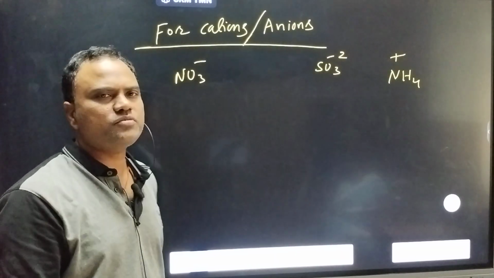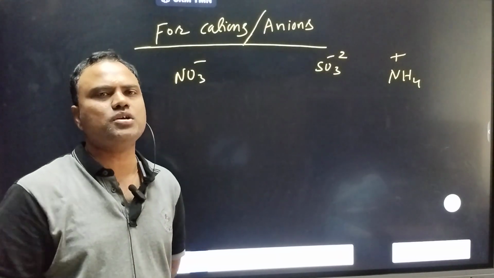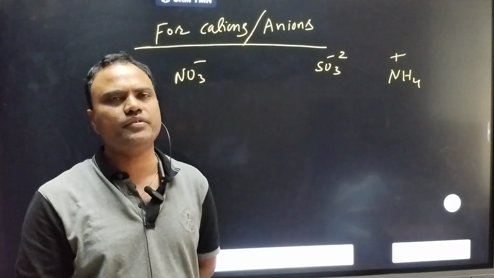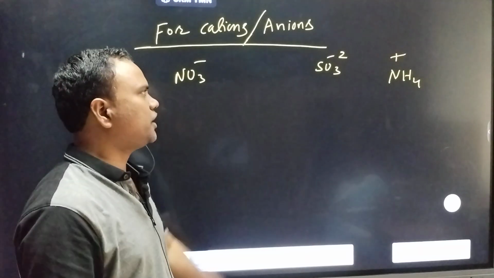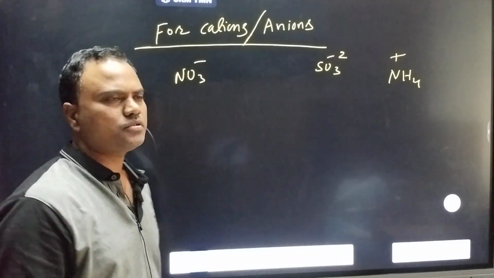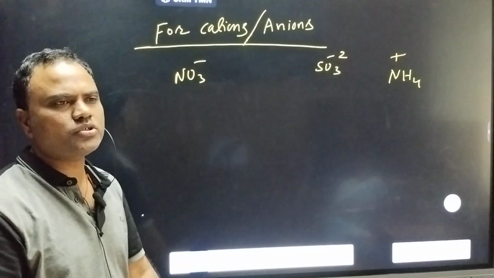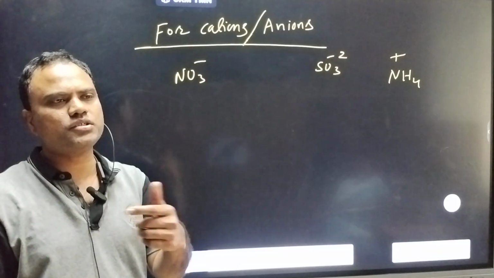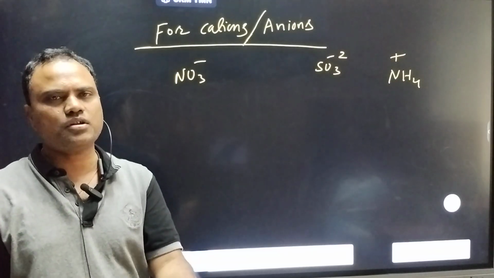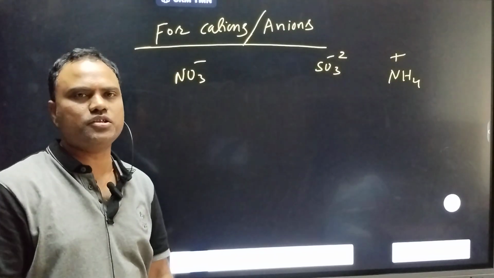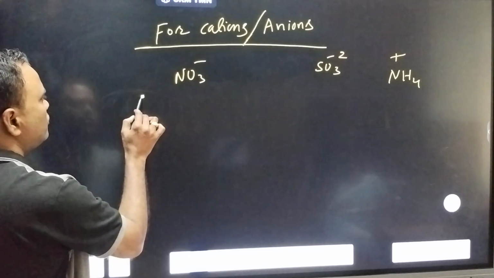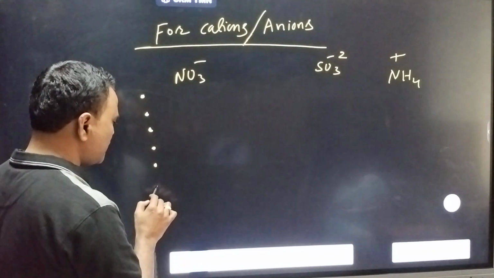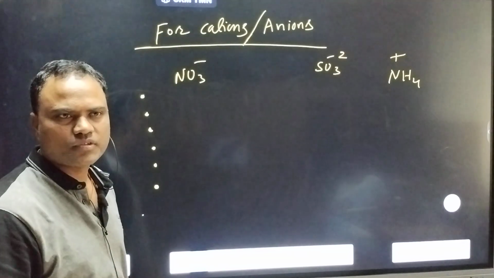If a negative charge is present, we add that many electrons. If one negative charge is present, we add one electron. If two negative charges are present, we add two electrons. Let us see. Nitrogen belongs to which group? Group 5A, so five valence electrons, and at the same time one extra because one unit of negative charge is present. So six electrons: one, two, three, four, five, and one extra electron because of the charge.